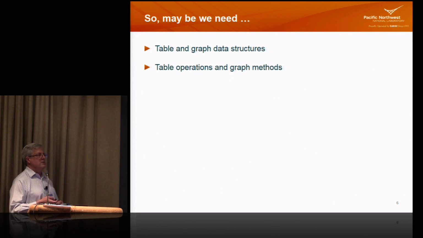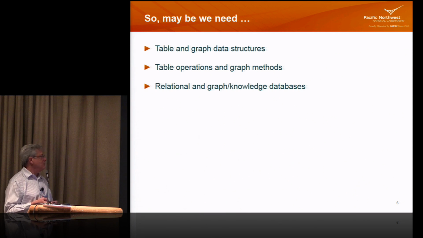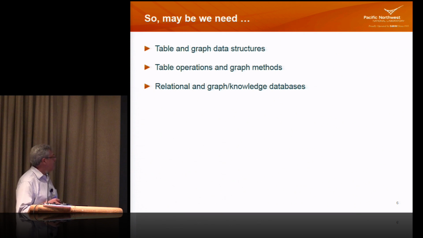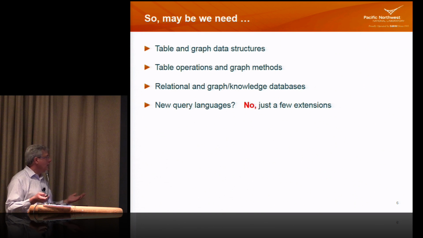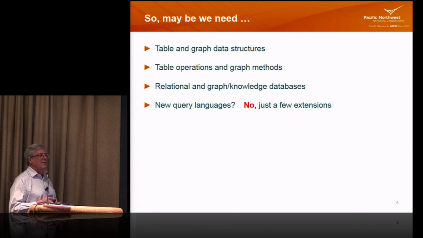And those are graph operations much more easily expressed, especially in semantic graphs where the edges and the nodes have attributes and it's not just connectivity. They're much more easily expressed and operated in terms of graph algorithms themselves. And so really, I need some sort of combination of both relational databases and these graph and knowledge databases that are beginning to emerge. But do we need new query languages? Well, no. We can just provide some extensions to SQL and get everything we need at the graph level, and that's what we've done.